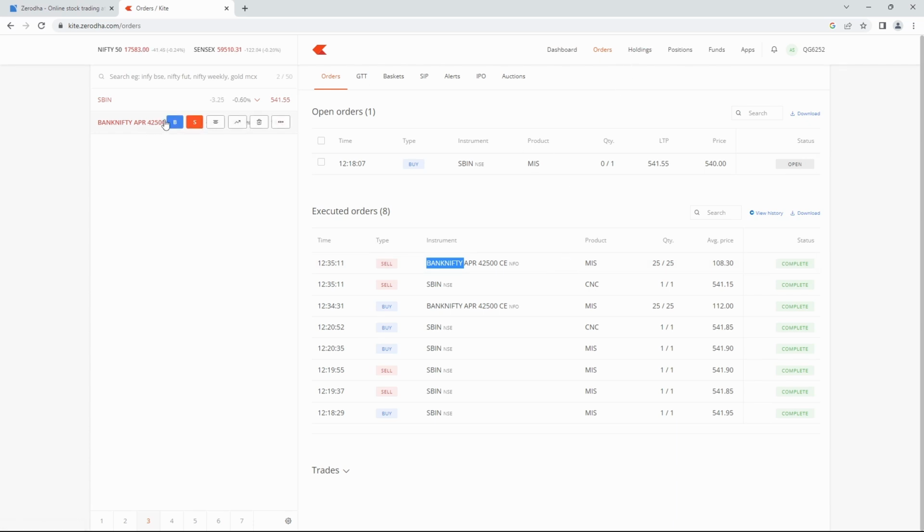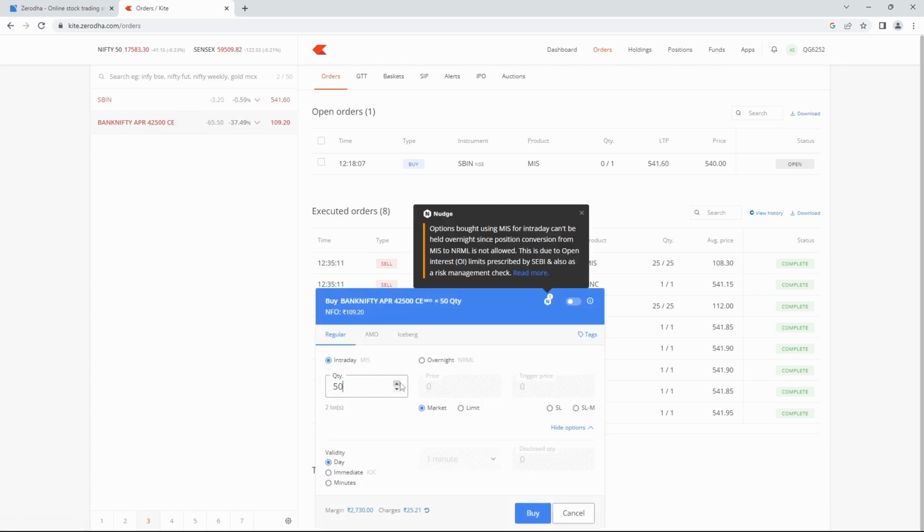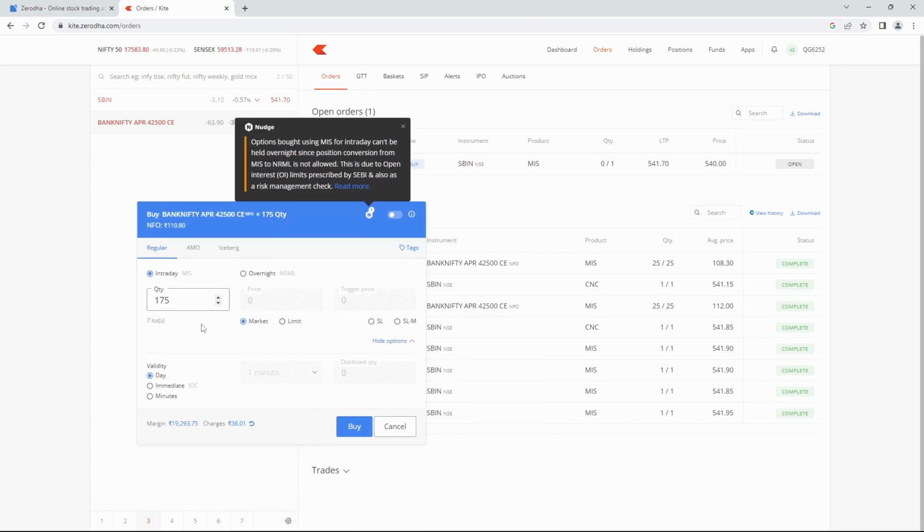If I want to place an order which is out of my margin range, let's say I'm placing an order of close to 175 quantities and the margin required is 19,000, which is above my balance. I won't be able to execute this because I do not have the required funds needed to execute this. Let's see what happens when we try to do this.